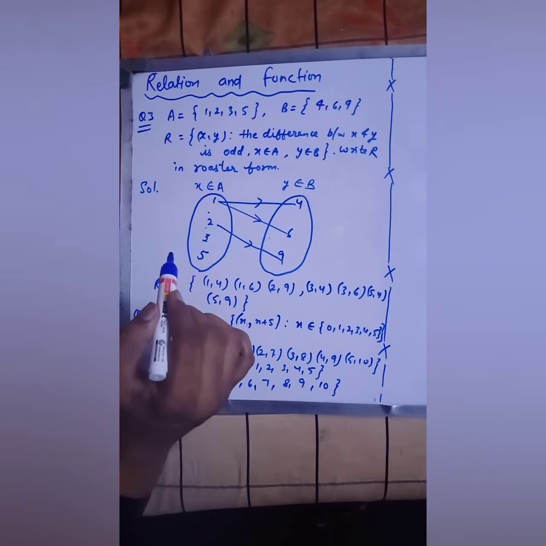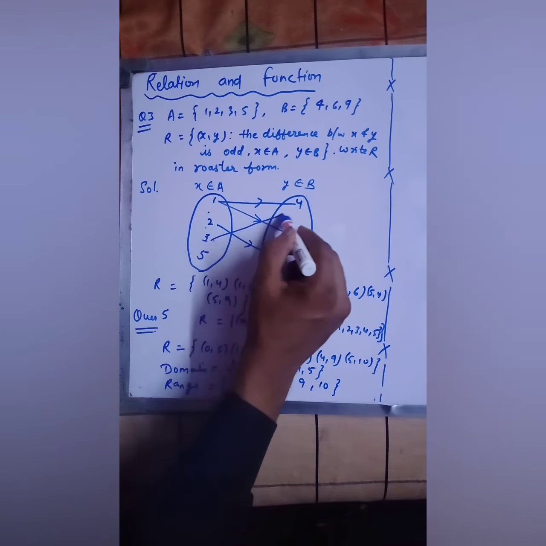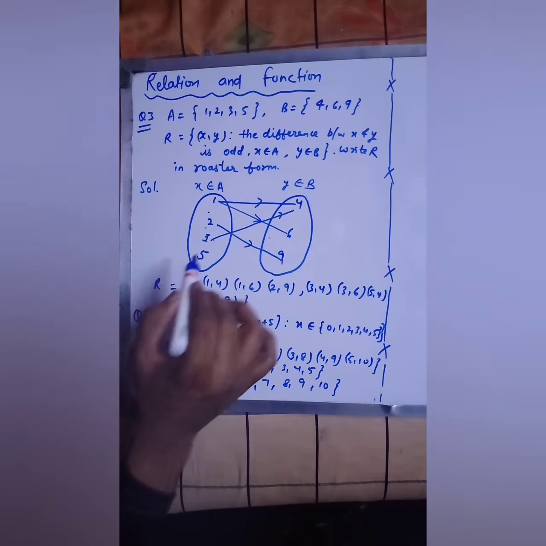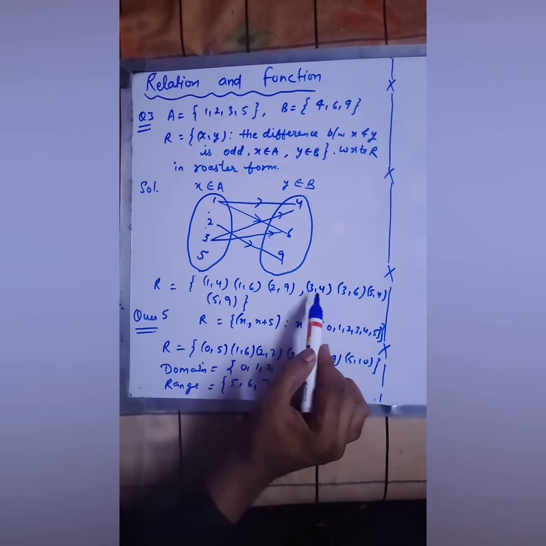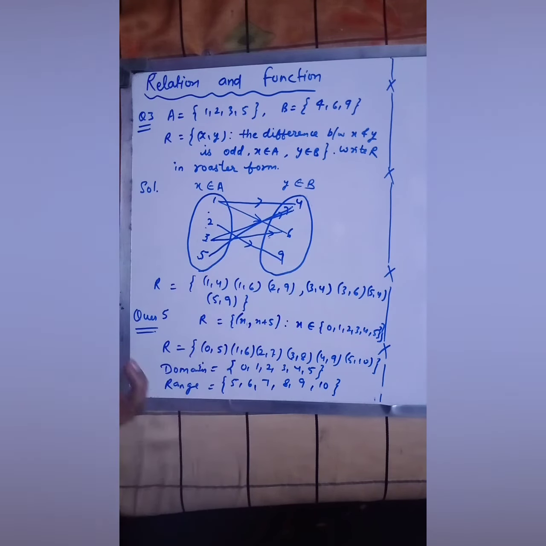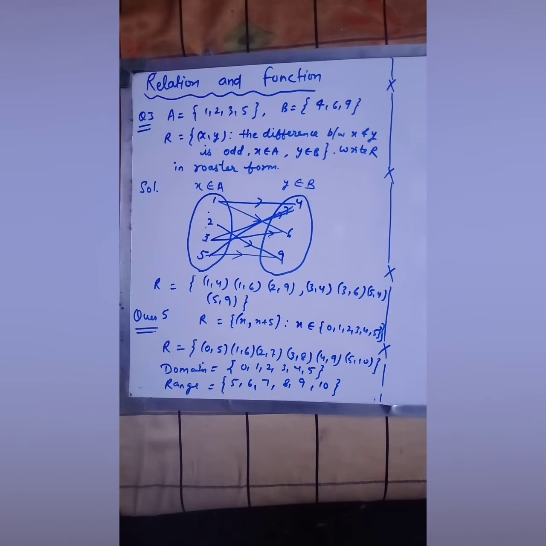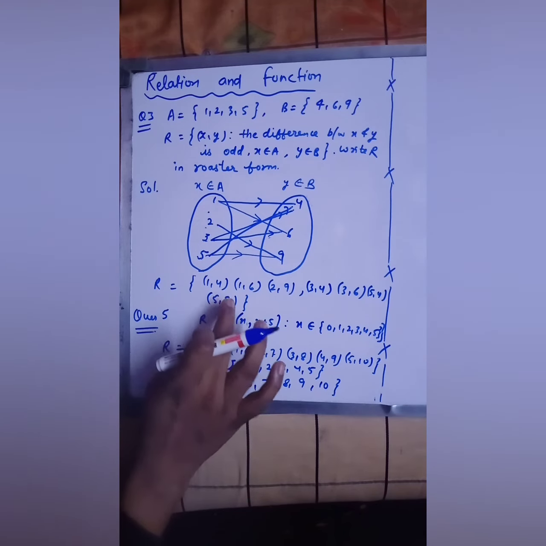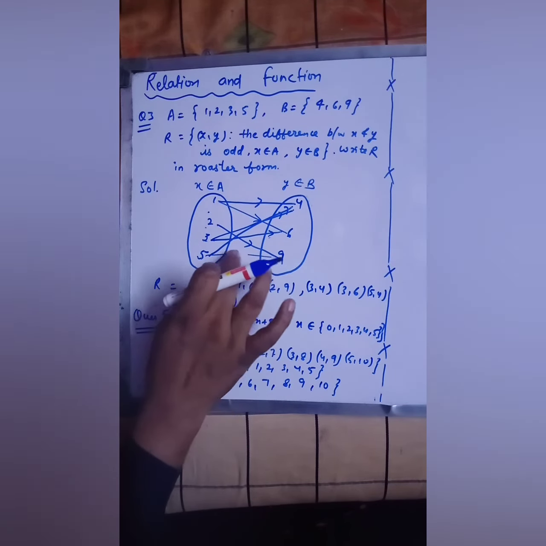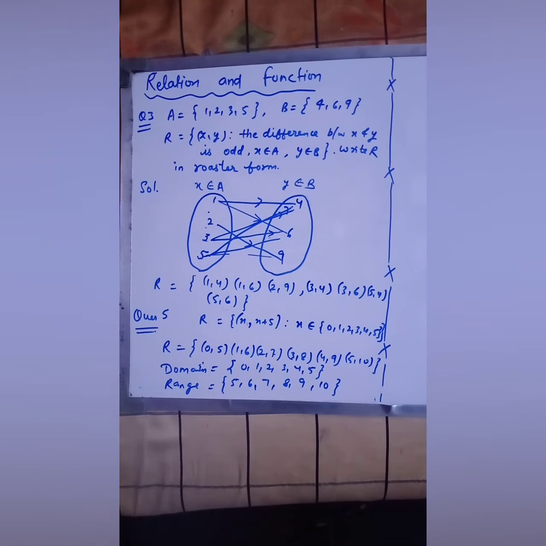Similarly, when you take 3 comma 4, this will be odd. 3 comma 6, this will be odd. So (3, 4), (3, 6), and with 5, 5 with 4, (5, 4), and 5 with 9 you will not take, you will take it with 6. Sorry, this is wrong, you will take it with 6. So these are the relations. Now got it? This is how we can find out the relation.